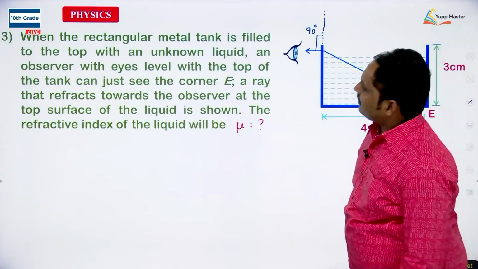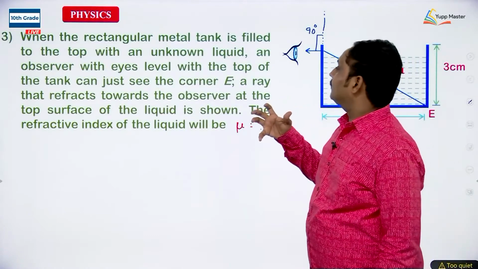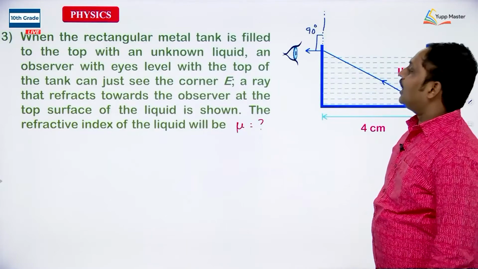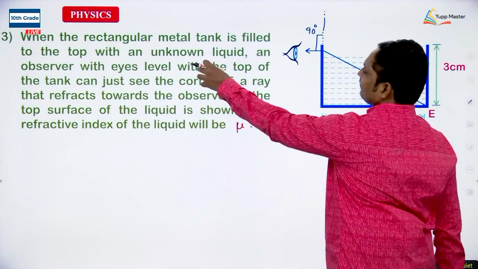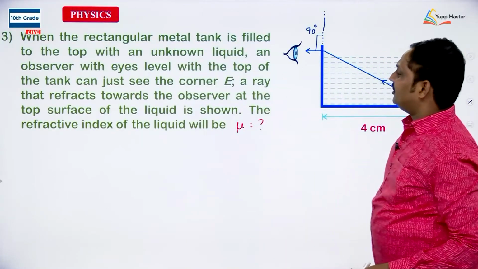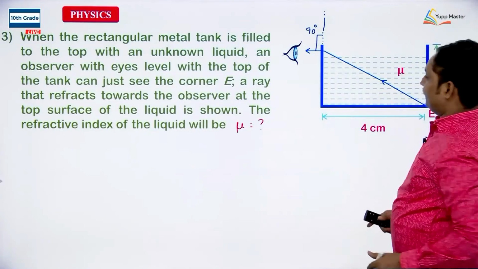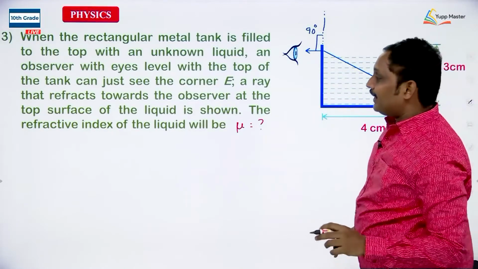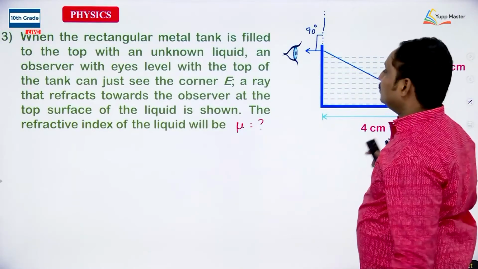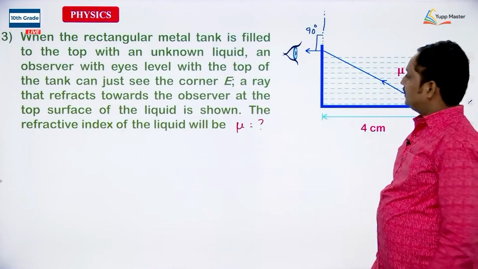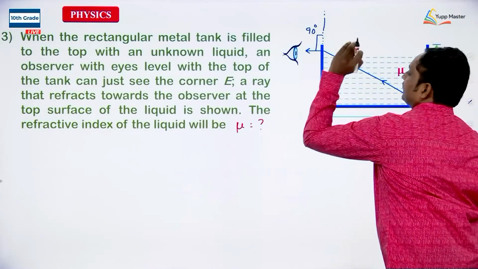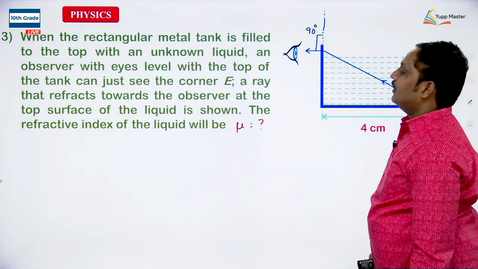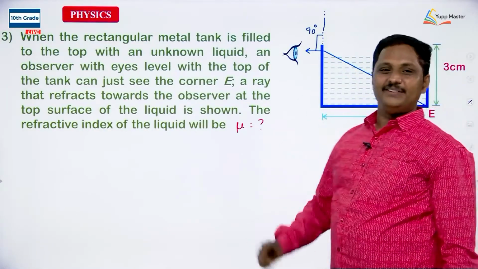When the rectangular metal tank is filled to the top with an unknown liquid, an observer with eyes level with the top of the tank can just see the corner E. It is very clear that he is going to identify that corner E. A ray refracts towards the observer, meaning it is refracted at 90 degrees at the top surface. Then find the refractive index of the liquid.